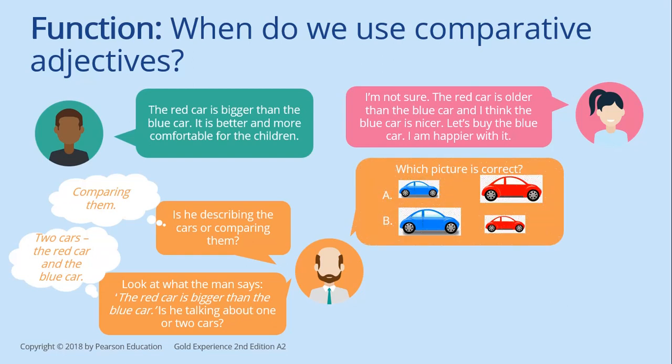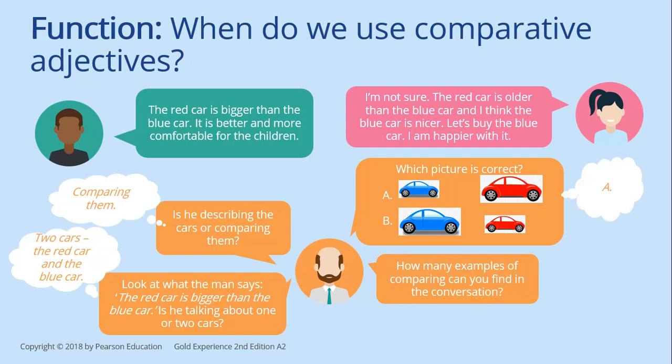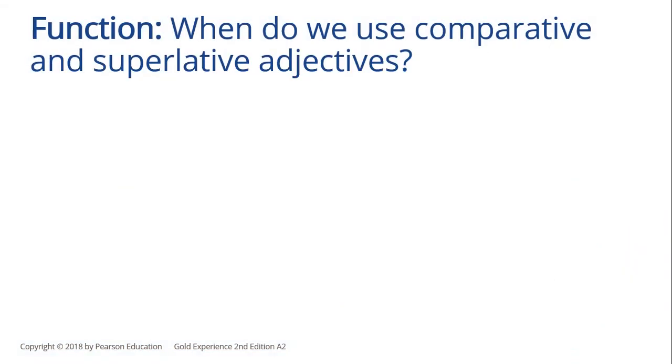So which picture is correct? Picture A. How many examples of comparing can you find in this conversation? Yes, you're right. There are 6 of them. Bigger, better, more comfortable, older, nicer, and happier. Let's see what they are.